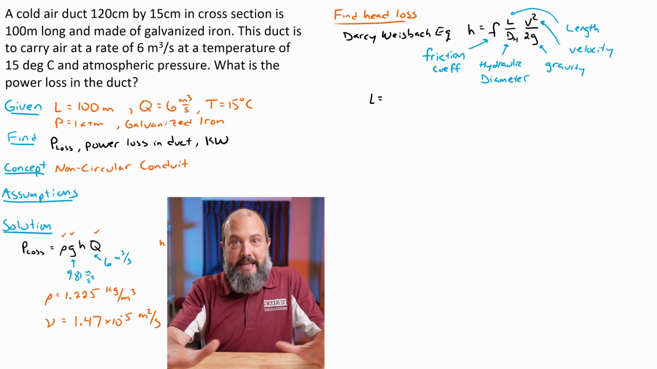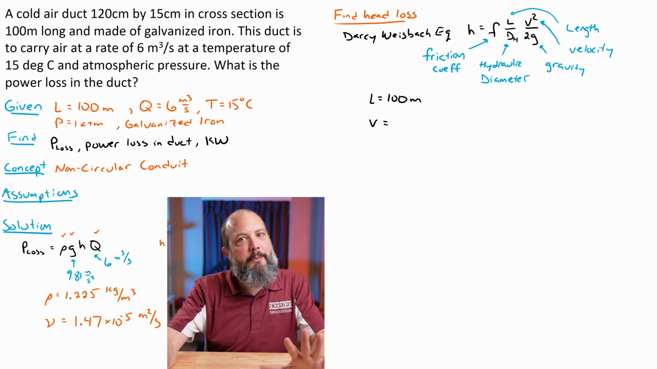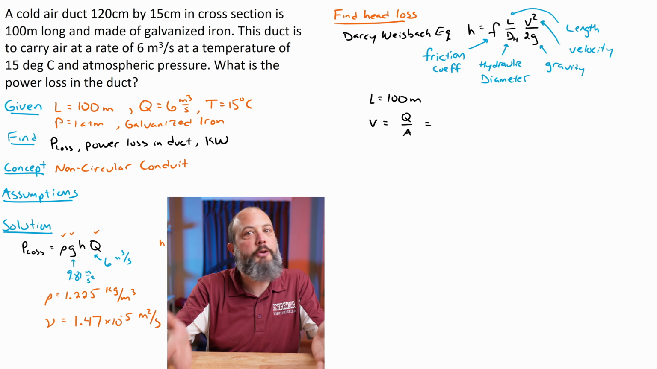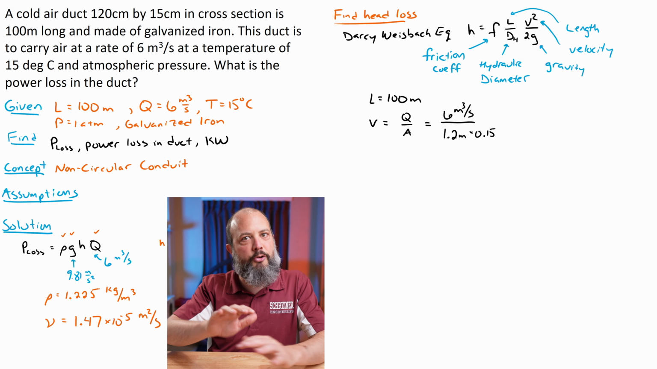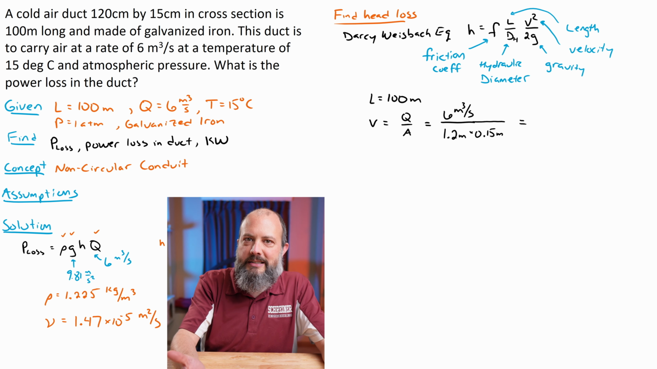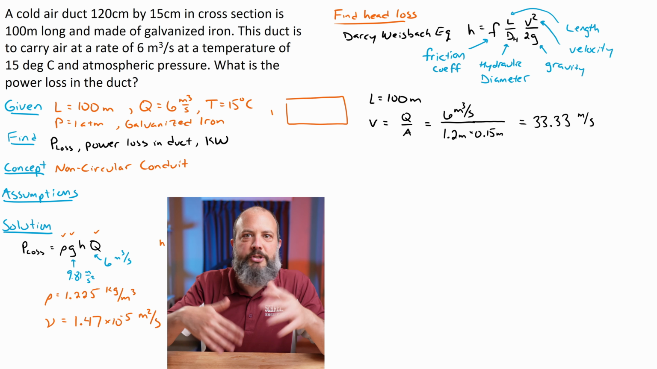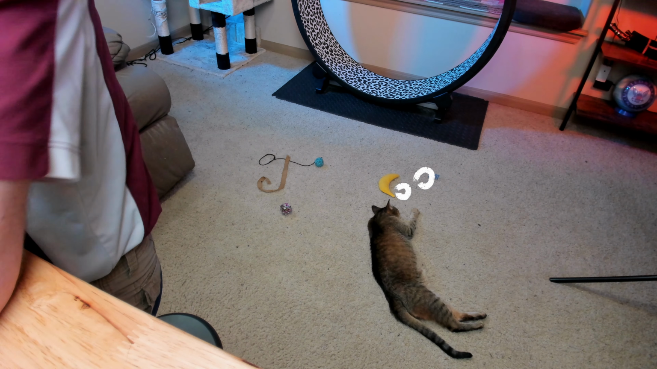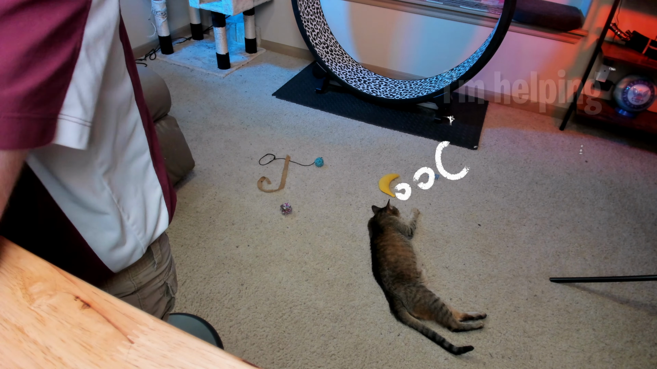All right, length was given right off the bat, 100 meters, so 1 down. Velocity, we can get that pretty easily as well. We were given volumetric flow rate, and if you take volumetric flow rate divided by cross-sectional area, that gets you to velocity. So we got 33.33 meters per second. We plug in there and square it because velocity squared. Okay, gravity. Indy already helped us out with that one. 9.81 meters per second squared, making progress.